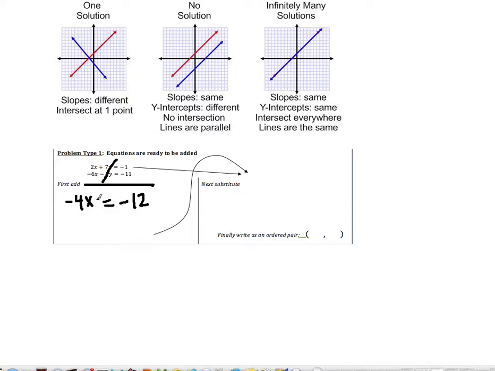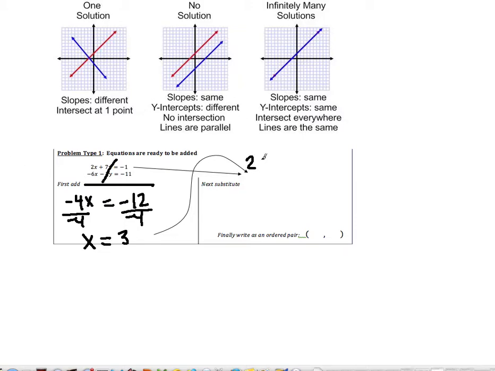So right now we want to get x all alone. So we can solve for x by dividing both sides by negative 4. So we're going to get x is equal to 3. Okay, so we so far have found what x value is going to work. So now in order to find y, we need to just plug it into either one of these equations. It does not matter which one we plug it into. So I can plug it into the first one.